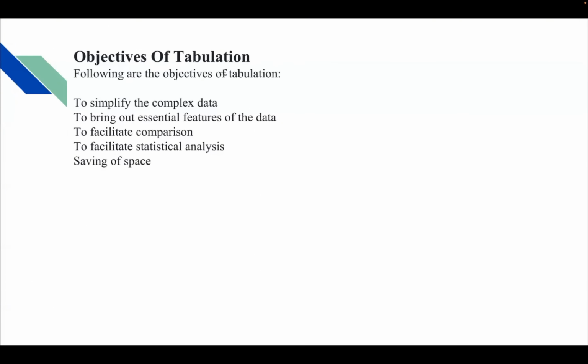So now objectives of tabulation. The following are the objectives of tabulation. 1, to simplify the complex data. 2, to bring out essential features of the data. 3, to facilitate comparison. 4, to facilitate statistical analysis. 5, saving of space. Who can come up with 6? Anyone?